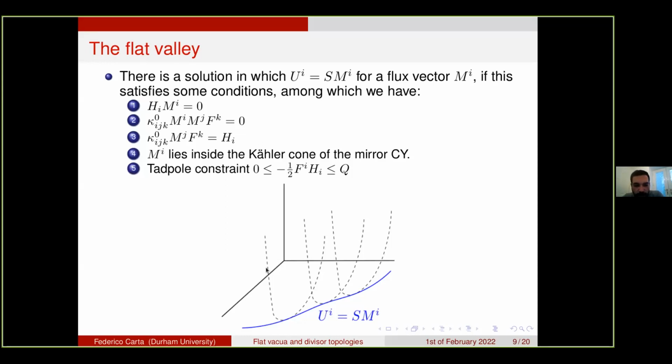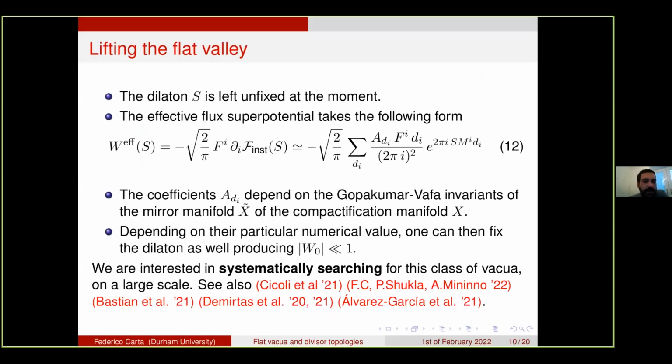So let me show a not so well drawn picture to try to explain what is happening. At this stage, in complex structure moduli space, we have a valley, and we have a flat direction where U is SM, essentially. So you can think that all moduli are stabilized apart from the axiodilaton at this stage. Then you want to stabilize the axiodilaton by taking into consideration the instanton corrections, essentially. The effective flux superpotential will take this form.